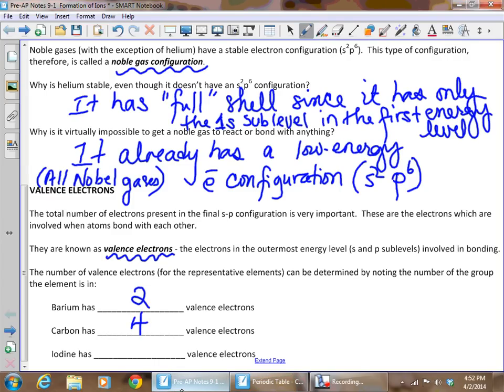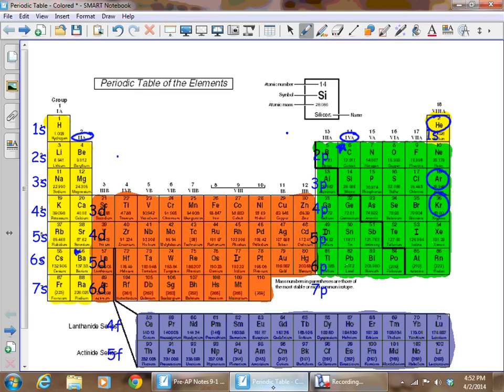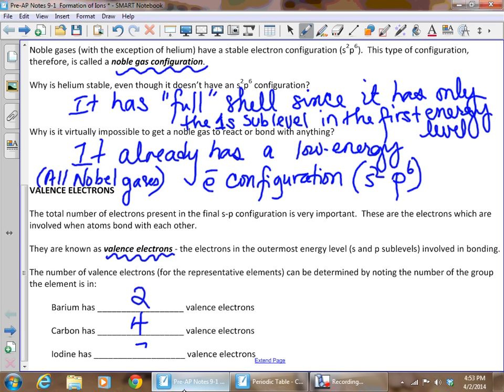Look at iodine real quick. Pause it for a minute and see how many valence electrons iodine has. Hopefully you did that. And notice that iodine over here, if you look at the top, its group is 7A, the Roman numeral 7A, so it has 7 valence electrons.